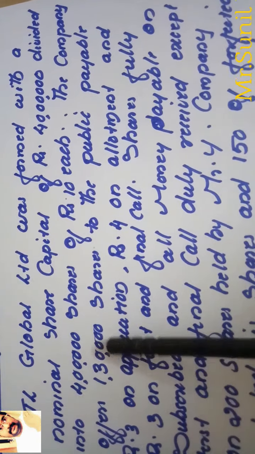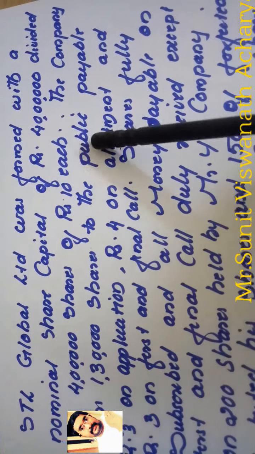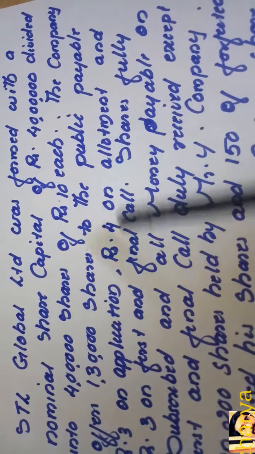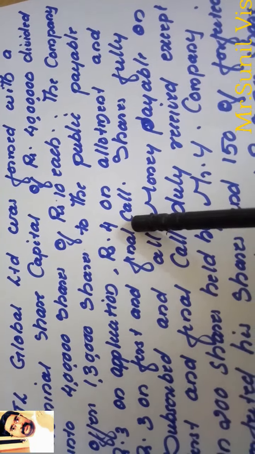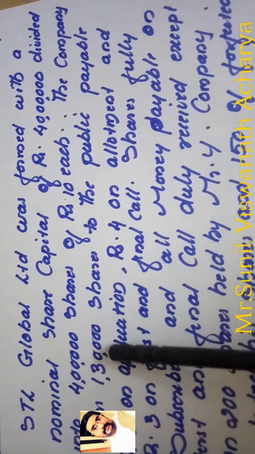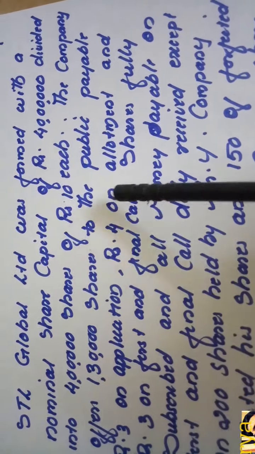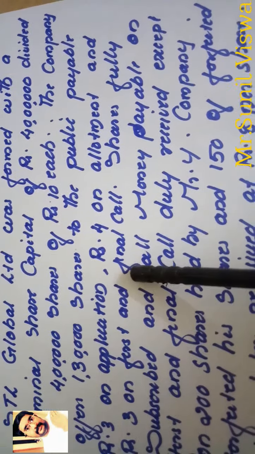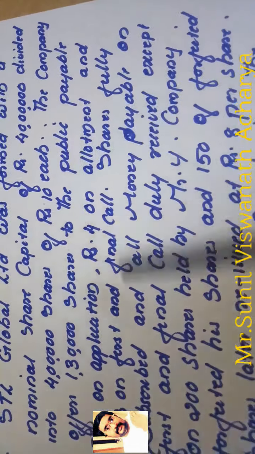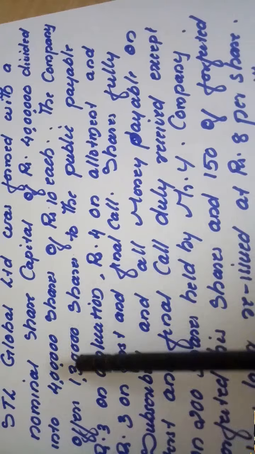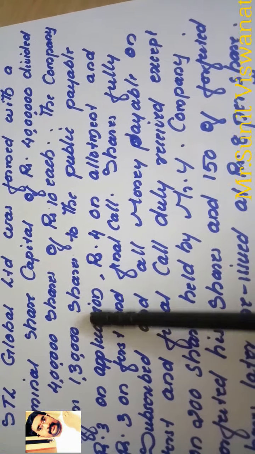The company offers 1,30,000 shares to the public, payable 3 on application, 4 on allotment and 3 on first and final call. Okay, so the company issued 1,30,000 shares only. Application money 3 rupees, allotment money 4 rupees and first and final call money 3 rupees. Shares fully subscribed. Fully subscribed means 1,30,000 shares the company issued, so application received also 1,30,000.